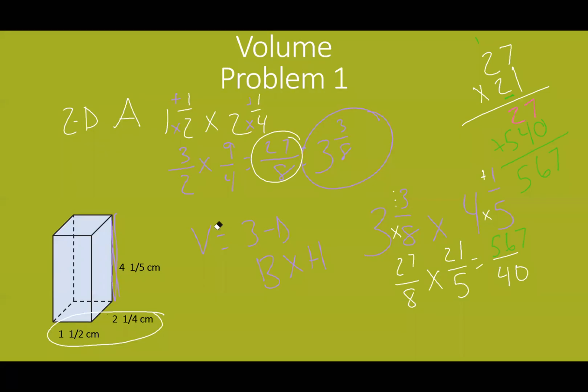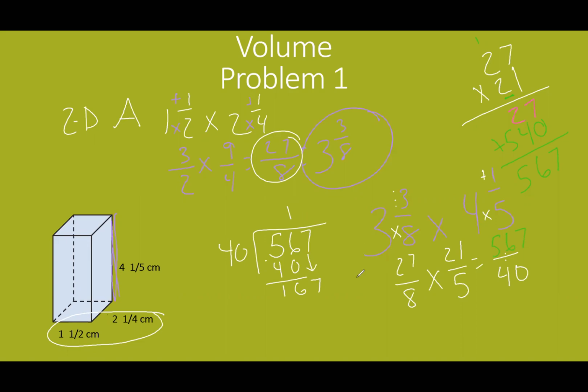Let me erase some of this. Make some room. Okay. All right, so we have 567 divided by 40, right? 40 goes into 56 one time, and I get 16 left over. When I bring down that 7, now I've got 167.